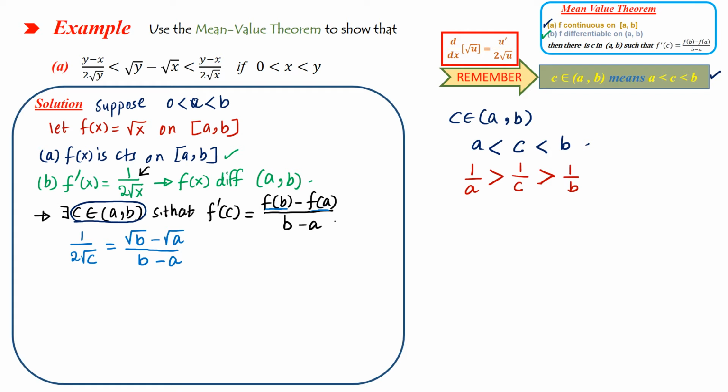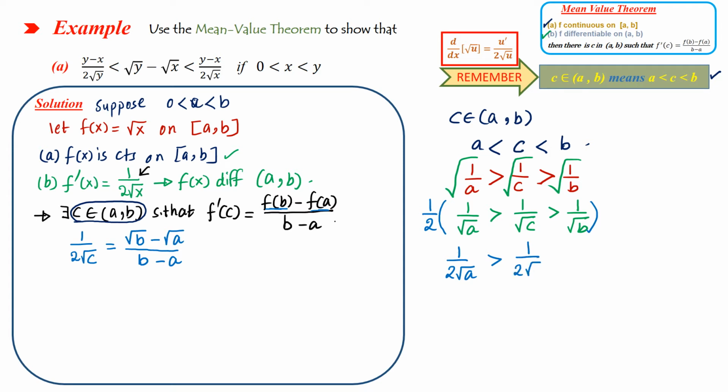After that you have to take the radical of all sides. So we have square root, square root, square root. Now square root of 1 over a equals 1 over square root of a. So we have 1 over square root of a greater than 1 over square root of c, and greater than 1 over square root of b. Now you have to multiply all sides by 1 over 2. So multiply by 1 over 2 for all sides, you'll get 1 over 2 square root of a greater than 1 over 2 square root of c greater than 1 over 2 square root of b.